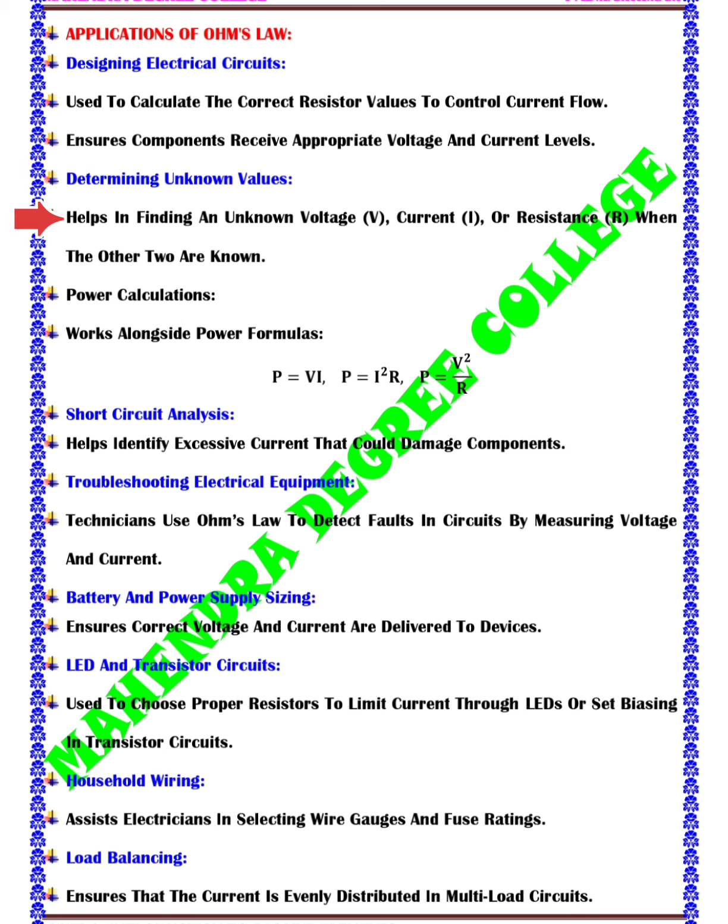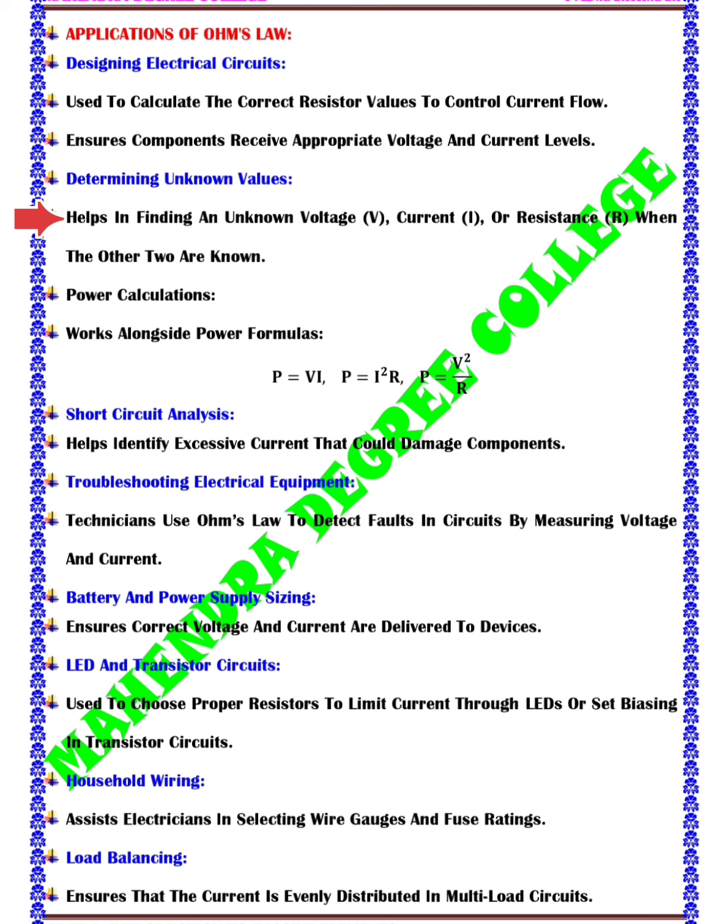Helps in finding an unknown voltage V, current I, or resistance R when the other two are known. In simple terms, Ohm's law relates voltage V, current I, and resistance R in a circuit. The fundamental equation is V equals IR, where V represents voltage, I represents current, and R represents resistance. You can use this equation to find any of these values if you know the other two.